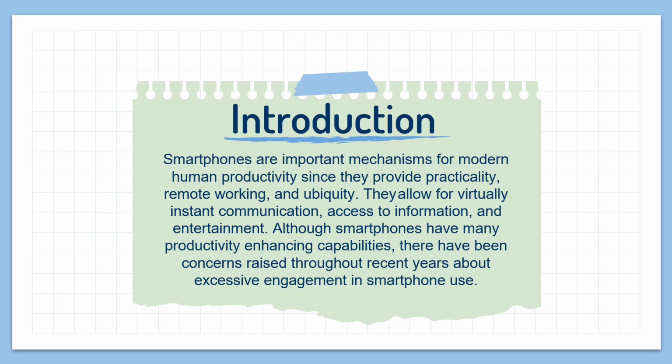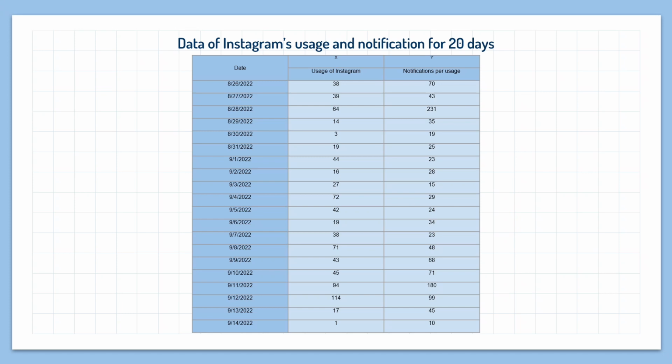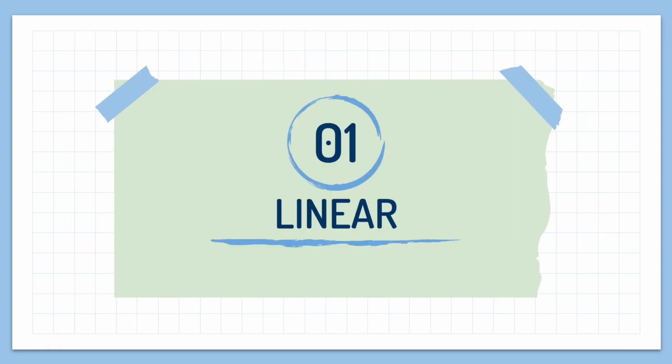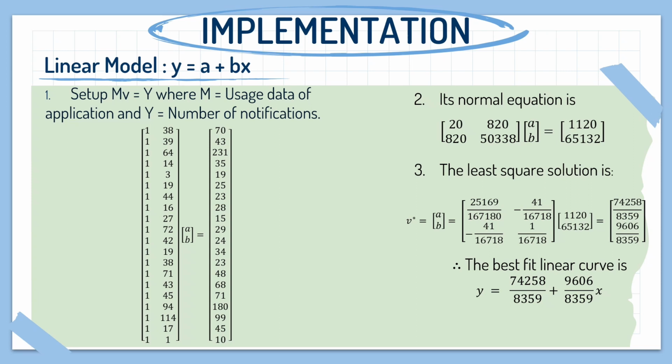use. Next, we will see the data of Instagram's usage and notification for 20 days, where usage of Instagram is X and notifications per usage is Y. I will present about our implementation towards the data.